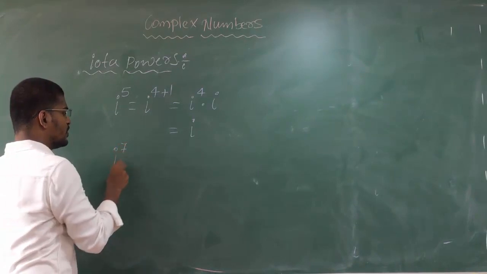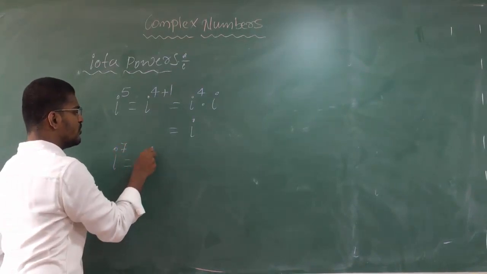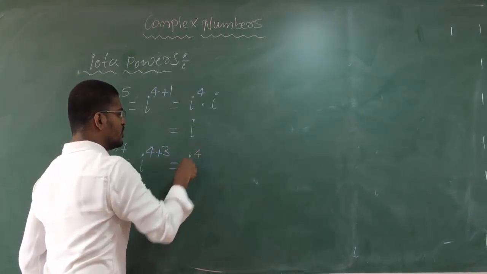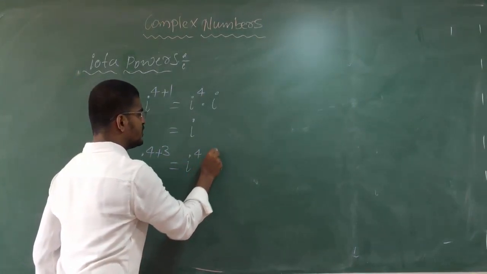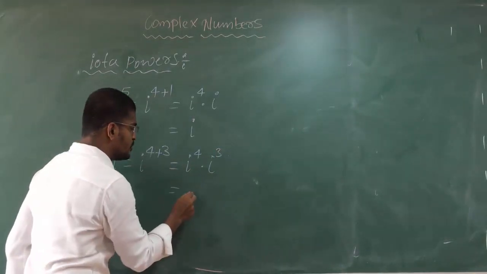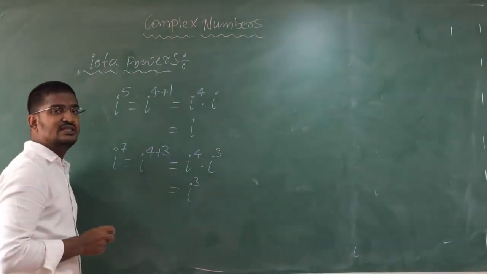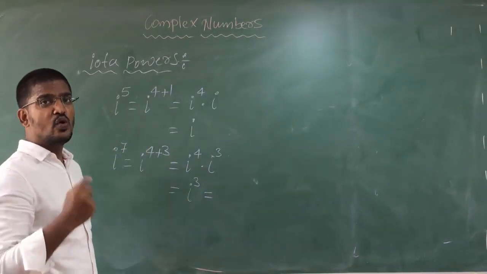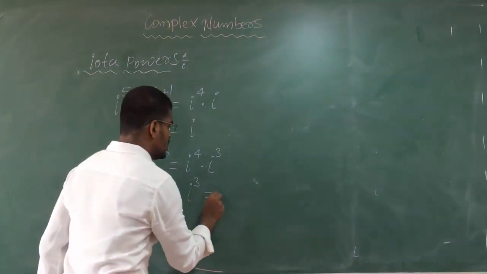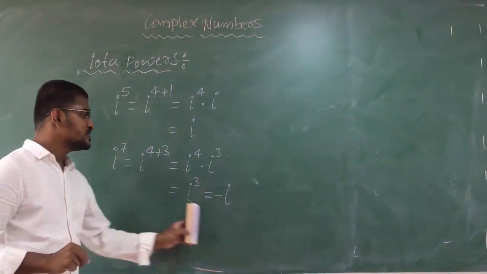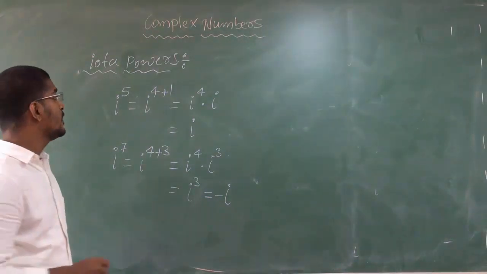What is i to the power of 7? i to the power of 4 plus 3. Again it will be i to the power of 4 into i to the power of 3. So i to the power of 4 is 1, into i to the power of 3 is i to the power of 3. Now what is i to the power of 3? i square into i. i square is minus 1. So this will be minus i. So i to the power of 7 is minus i.